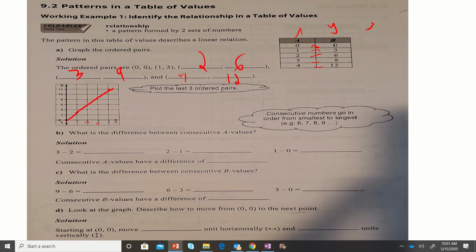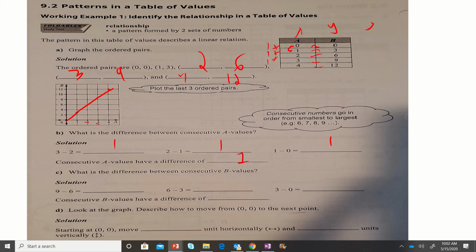What's the difference between consecutive A values? They do it a bit different here, and that's fine. But what you can easily do is look at A and see how much it goes up by each time. It goes 0, 1, 2, and it goes plus 1 every single time. So you can go plus 1, plus 1, plus 1. Here, what it does is it shows you the opposite. It goes 3 minus 2 is 1, 2 minus 1 is 1, and 1 minus 0 is 1. So it basically is just showing a difference of 1.